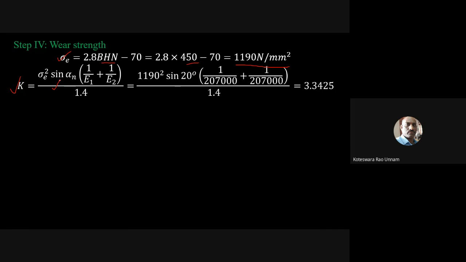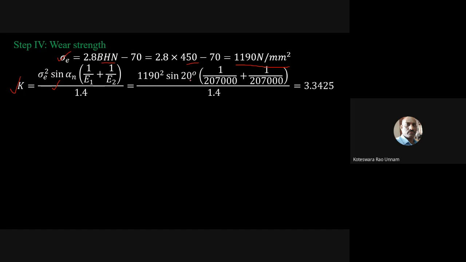If you want to follow the textbook formula, it is going to be 0.16 into (BHN by 100) whole square. But in the examination, you will be provided with the data book, so I am using the same formulas which are there in the data book. Using those formulas only, we will try to solve this. Now we got sigma E as 1190.